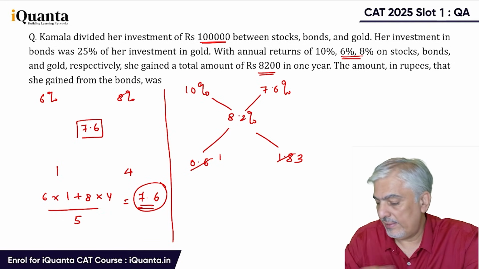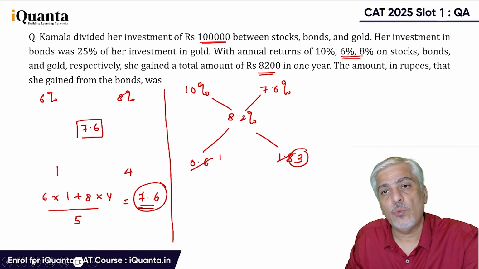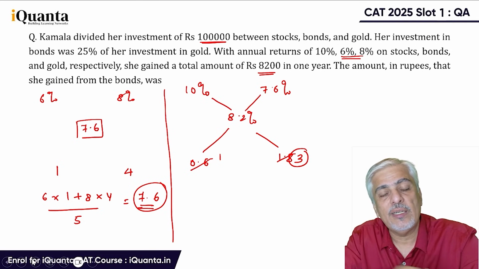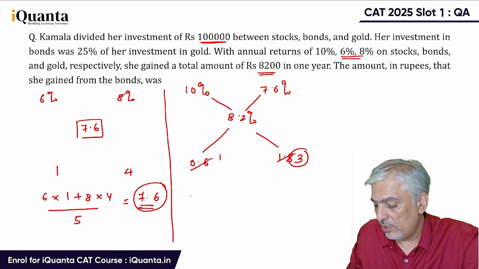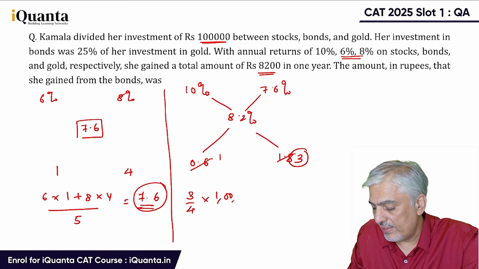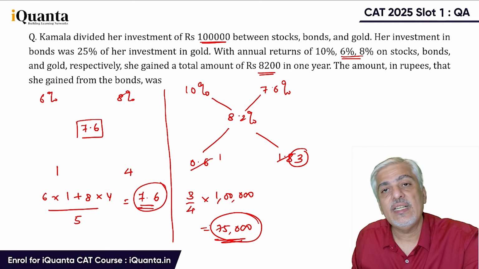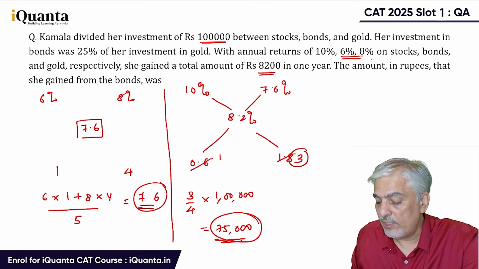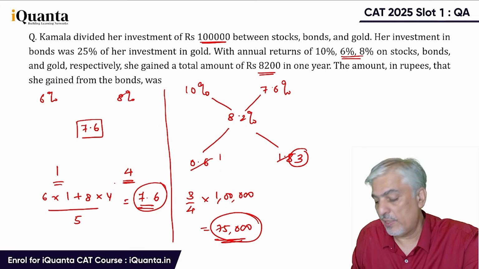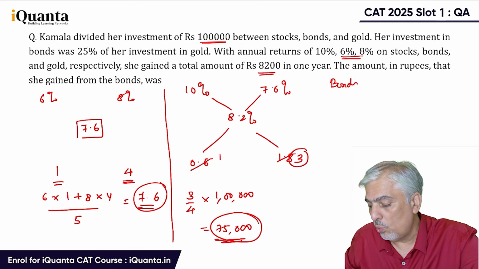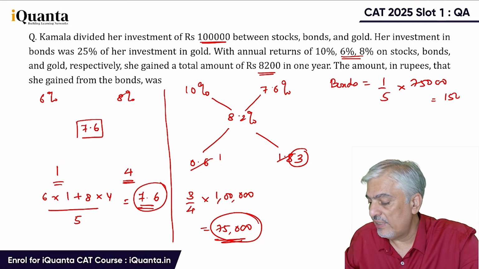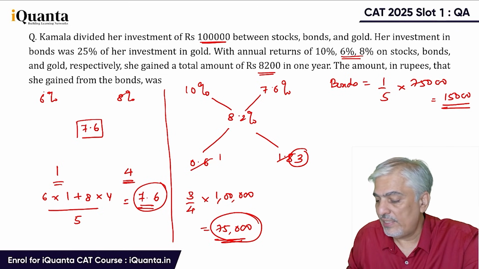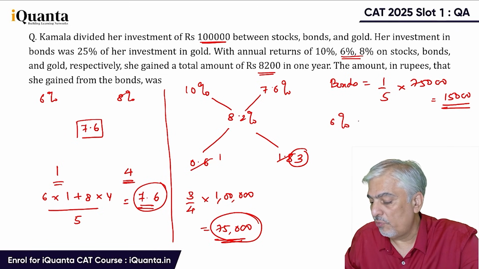With that, what happens? This is 3 parts out of 1 lakh. Now, what is out of 3 parts? What is 1 lakh? It is 75,000. So 3 by 4 of 1 lakh is 75,000. 75,000 is these two. What are these two? Bonds and gold, where bond was 1 part and gold was 4 parts. So hence bonds will become 1/5 of 75,000, which is 15,000, and 6% on that. So 6% of 15,000 would become 900 rupees.